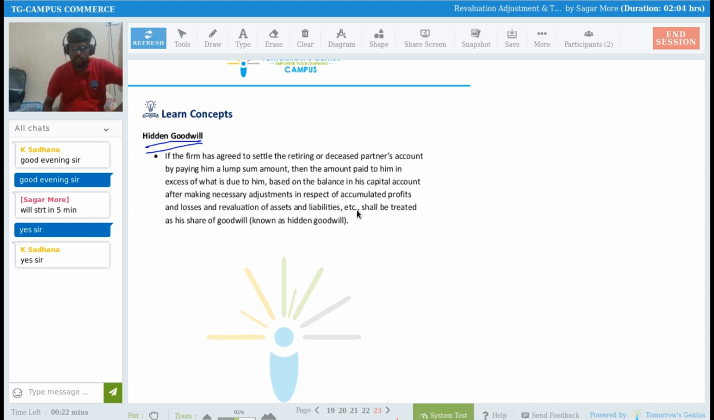Sometimes the goodwill amount that a partner is supposed to contribute is given to you. For example, a partner is contributing 60,000 rupees, but the actual valuation of goodwill is different. When you calculate goodwill, it should be only 20,000, but he's contributing 60,000. Then it is known as hidden goodwill. Mostly this concept is related to purchase of business.